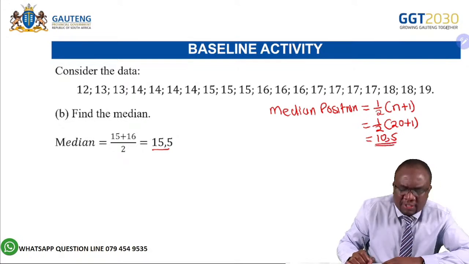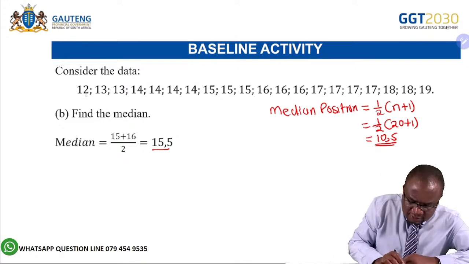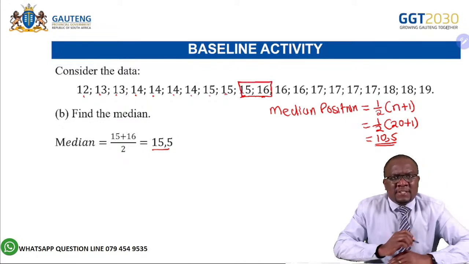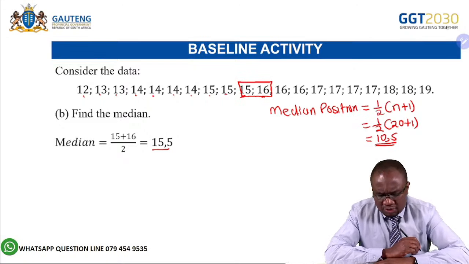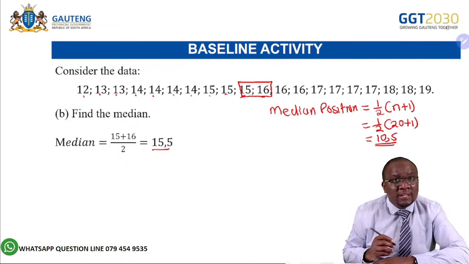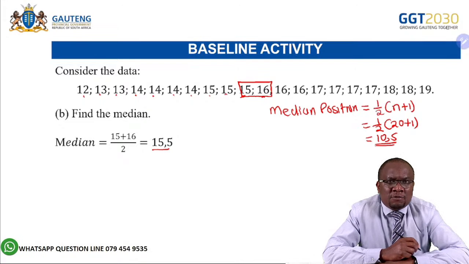Meaning that our median is going to be between term number 10 and term number 11. Let's count our terms: 1, 2, 3, 4, 5, 6, 7, 8, 9, 10, and then 11. So it means our median is between 15 and 16. So we say 15 plus 16 divided by 2. Or you can see that the number exactly between 15 and 16 is 15,5.